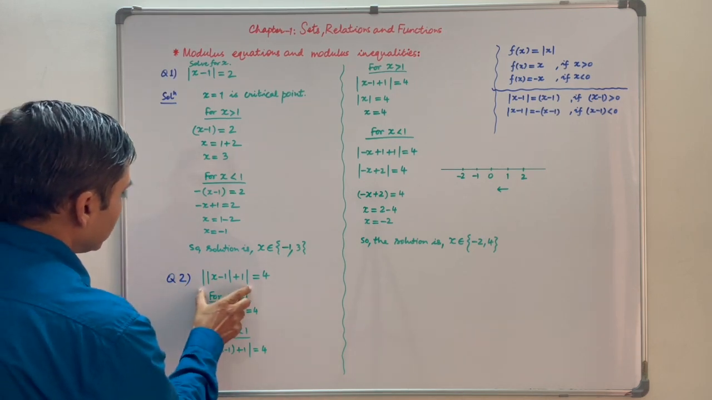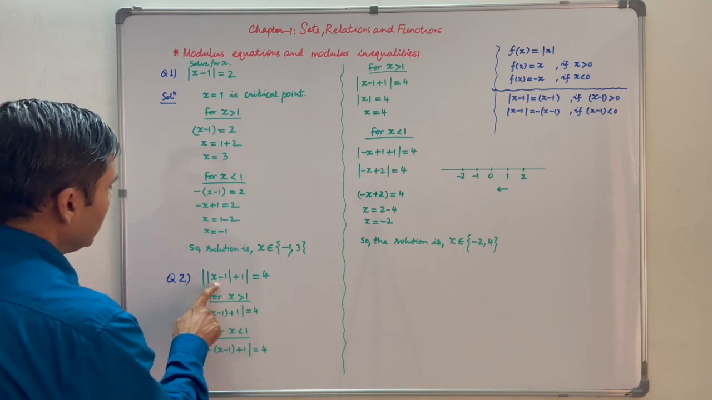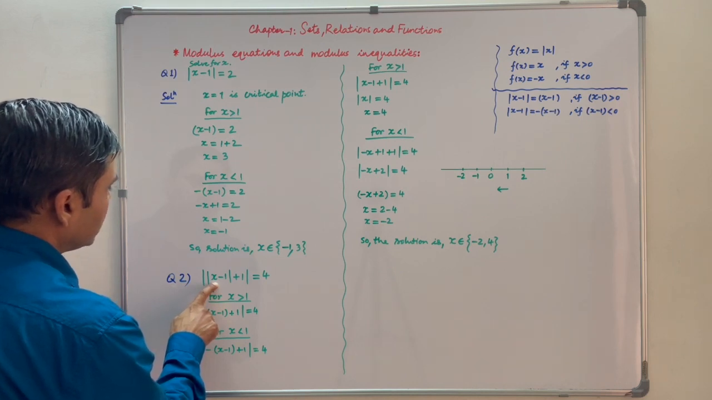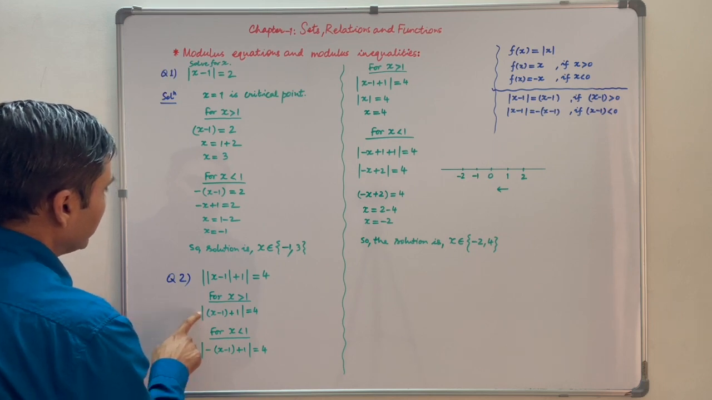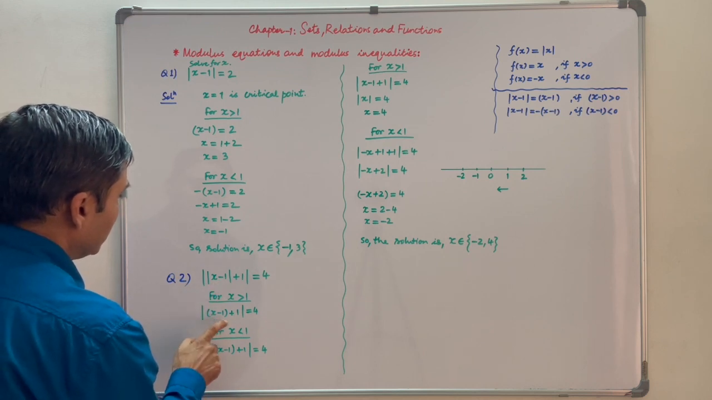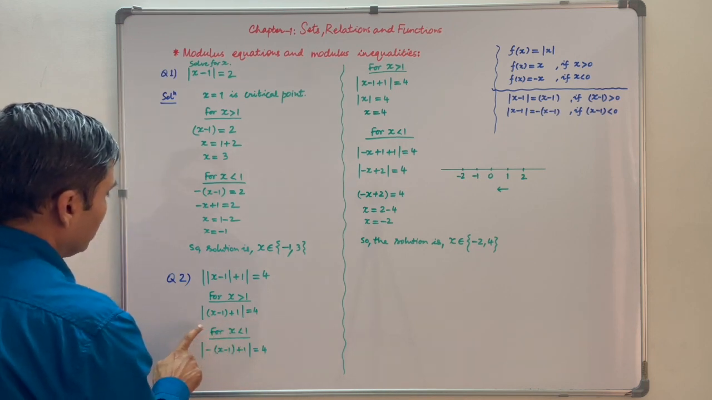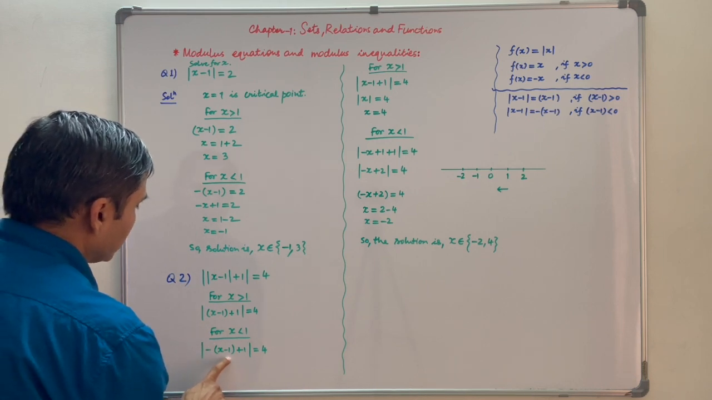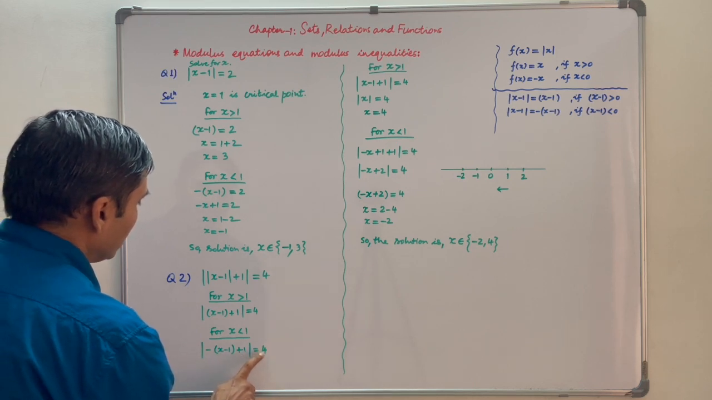Second question, mod of (mod x minus 1) plus 1 is equal to 4. We will consider the inner mod first. Critical point for this is x is equal to 1. So we will consider two cases, when x is greater than 1 and when x is less than 1. When x is greater than 1, mod x minus 1 will be written as x minus 1. So it will be mod of (x minus 1) plus 1 is equal to 4. When x is less than 1, mod x minus 1 will be written as minus (x minus 1). So it will be mod of (minus (x minus 1)) plus 1 is equal to 4.